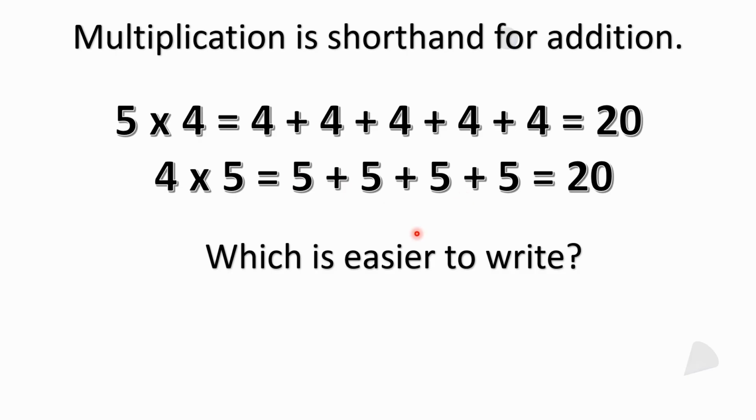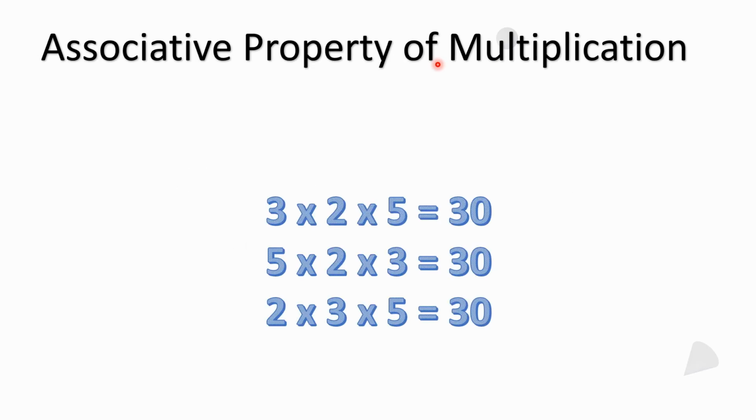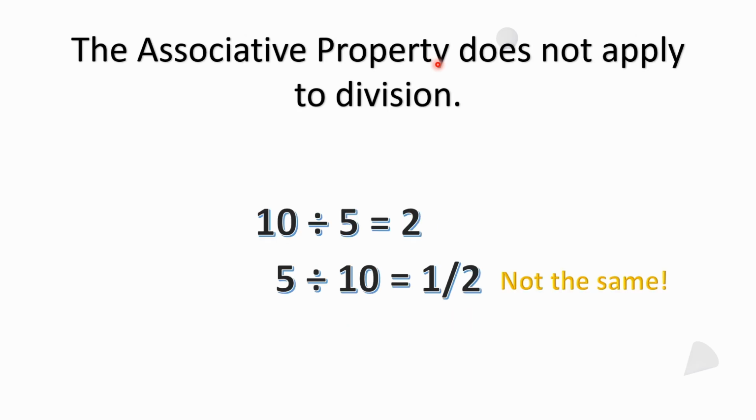But again, the basic thing to understand here is that multiplication is shorthand for addition. You have a commutative property for multiplication as well. It doesn't matter the order that you multiply things. 3 times 2 times 5 is 30. 5 times 2 times 3 is 30. 2 times 3 times 5 is 30. It's all the same thing. But it does not apply to division. 10 divided by 5 is 2. 5 divided by 10 is a half. So that's not the same. So you need to understand these operations.